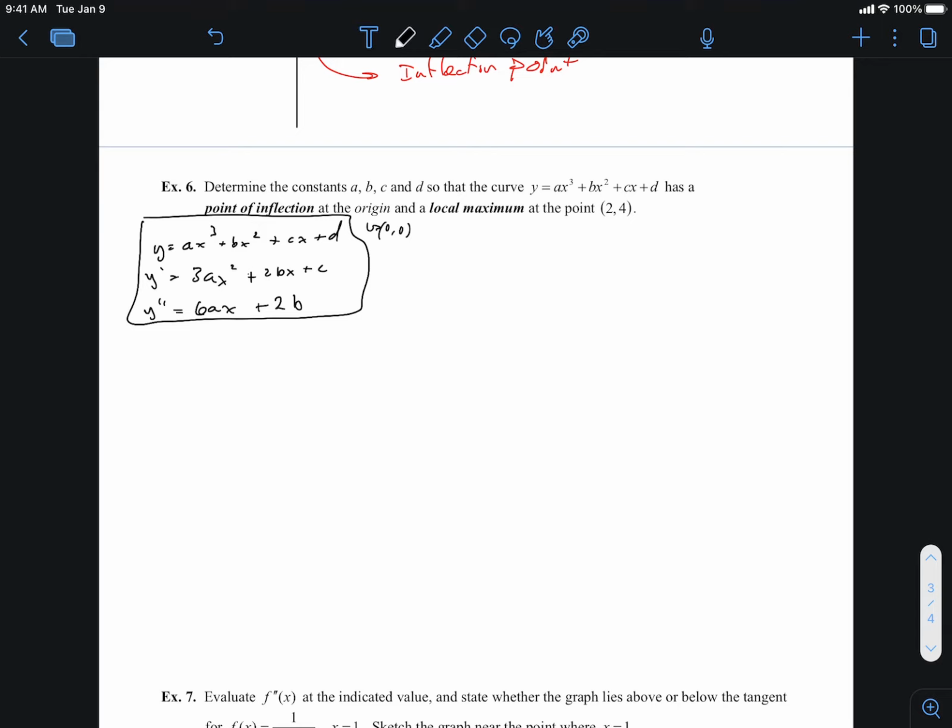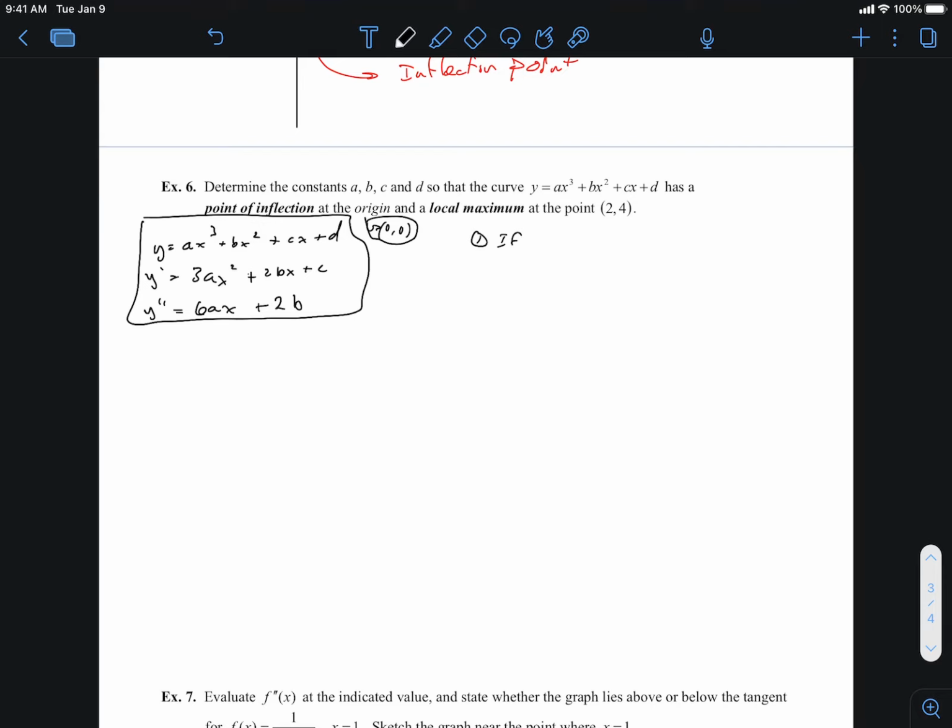Now we know that there's an inflection point at the origin. Anytime they give you a point on a graph, that's information. You guys can plug that in, so why don't we do that right away? It's being very specific in what kind of point it is, but it's still telling us that there is a point on the graph, right? Anytime you're given a point on the graph, plug it into the function and see what happens.